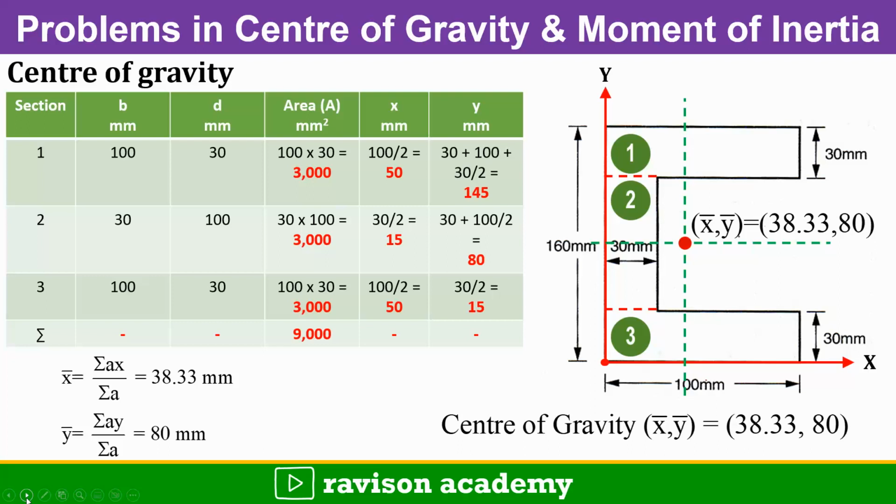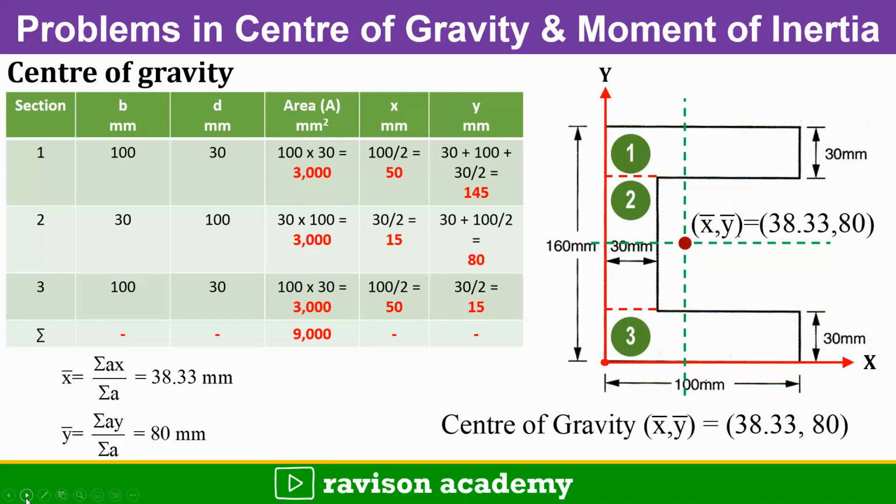The next step is to locate the centroidal axis. We have already drawn this figure to a known scale. Now we want to locate x bar and y bar. x bar is the distance from the y axis, so from the y axis you draw a 38.33 mm line. Similarly, from the x axis, you draw an 80 mm horizontal line. They intersect at a point, and this point represents the center of gravity or centroid of the plane area.